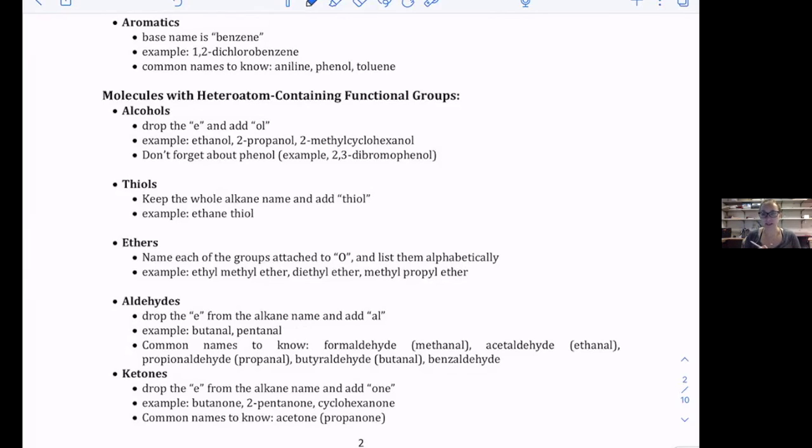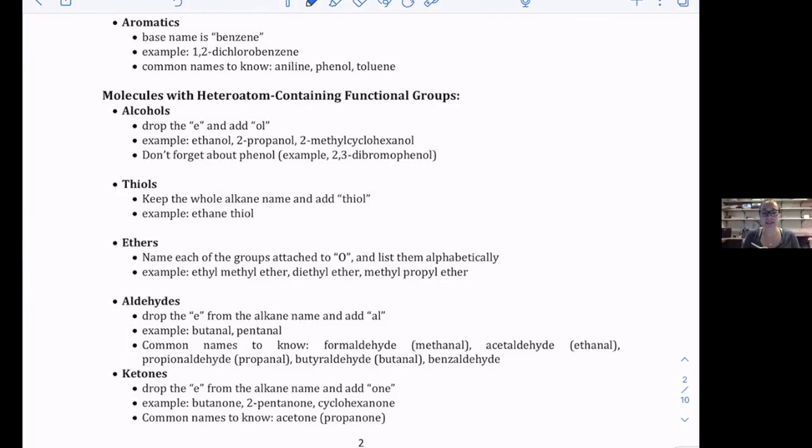Aldehydes, you're going to drop the E off of the base name and add -al. For aldehydes, you do not have to put the carbon number that the aldehyde is at, because by definition it has to be at carbon 1. And some common names to know are formaldehyde, acetaldehyde, propionaldehyde, butyraldehyde, and benzaldehyde. Excuse me, I just sneezed.